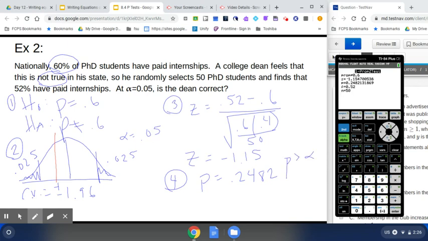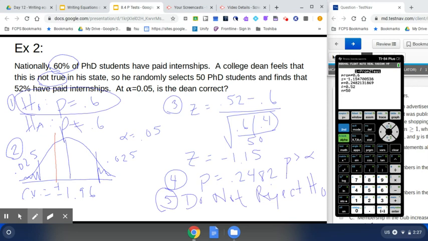So P is not low. When P is not low, we do not reject the H naught. So we're not rejecting the null hypothesis. That means that we're sticking with the idea that the proportion is 0.6. So is the dean correct? No, the dean is not correct.